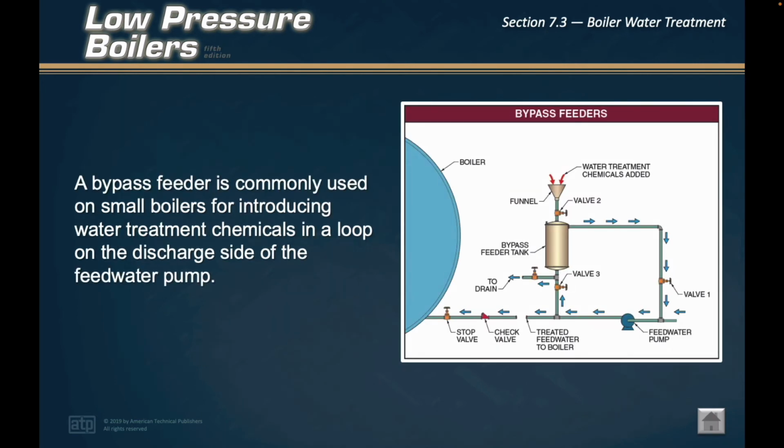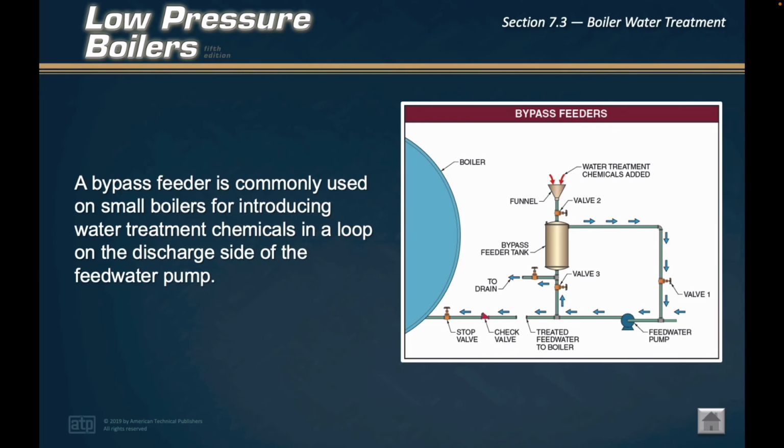Chemical feeders can be classified as bypass feeders and chemical feed systems. A bypass feeder is a water treatment accessory that introduces water treatment chemicals in a loop. The inlet of the bypass feeder is on the discharge side of the feedwater pump, and the outlet connection is the inlet of the feedwater pump. The pump forces a portion of the feedwater through the bypass feeder, discharging its contents back into the feedwater.